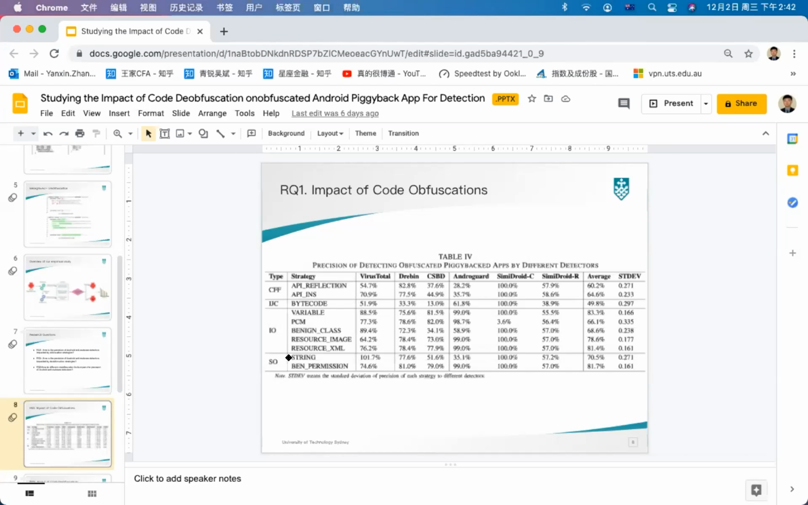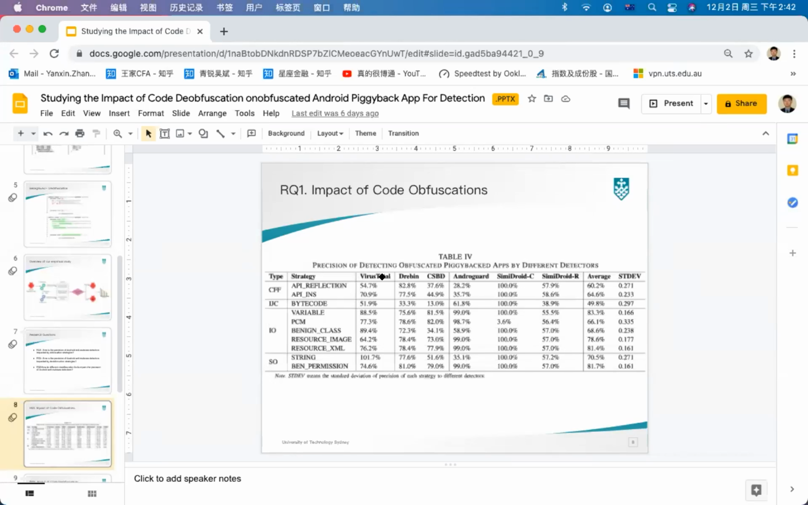For example, strings here means to encrypt the strings in the code of Android apps. Also, permission here means to encrypt the permission, changing the terms of the permission in the Android apps.